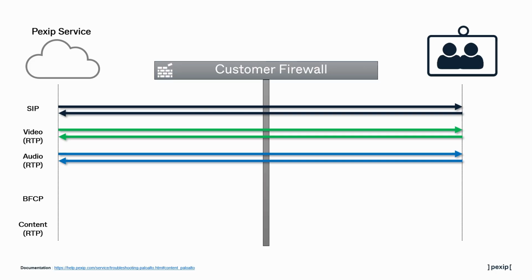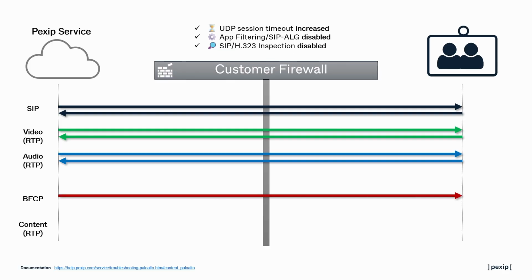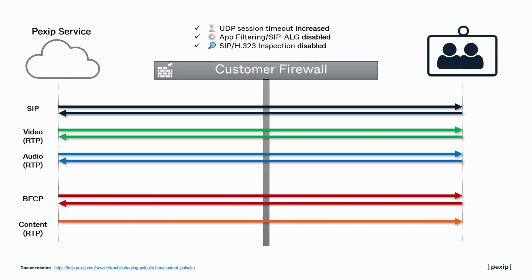The solution is to increase the UDP session timeout from the firewall's default value for UDP port range 10,000 to 65,535. For Palo Alto firewalls, increase the UDP session timeout from the default 30-second value to 600 seconds for UDP port range 10,000 to 65,535. It's also recommended to disable the application filtering setting on the firewall, which may be referred to as SIP ALG.